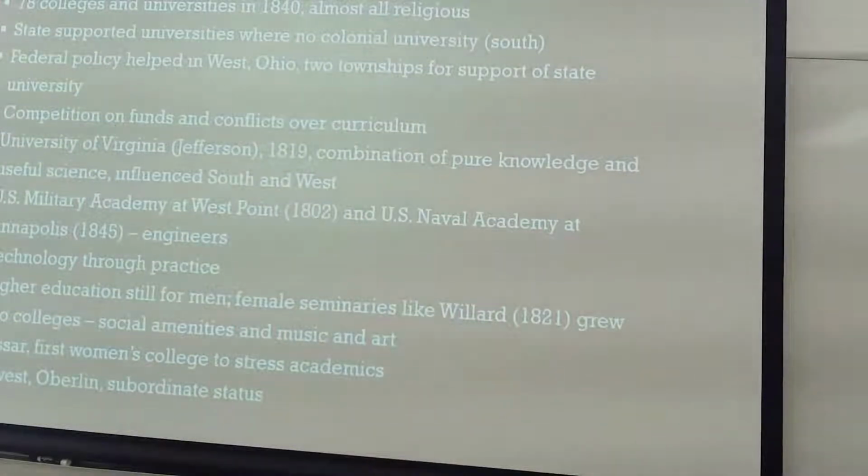Vassar is the first women's college to stress academics. And in the West, Oberlin College, which we talked about a little bit already when we talked about Finney, because he becomes president, will accept women. But women were still in a subordinate status. They were expected to do all the cleaning. They were not allowed to speak out in class. They were not allowed to recite anything at graduations, but they could go to school.